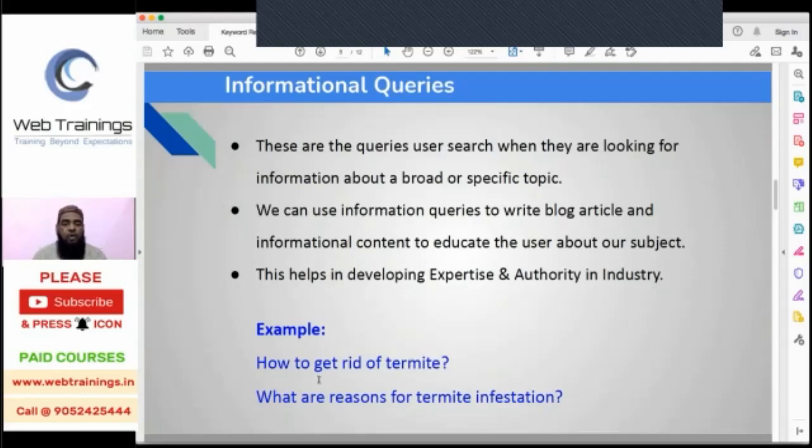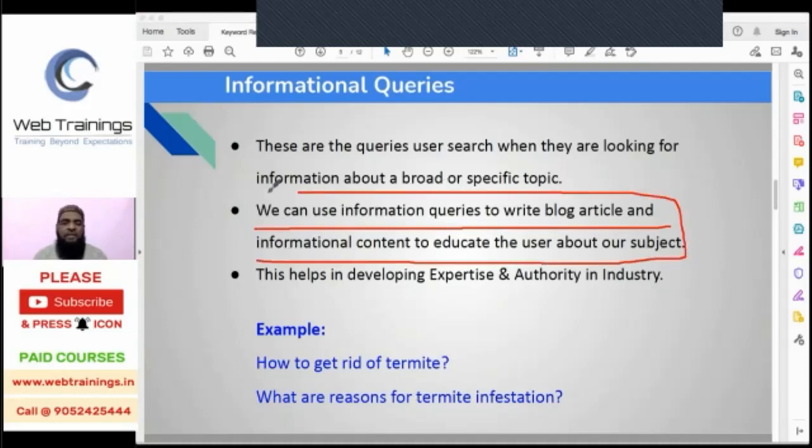I will type this. Or what are the reasons for termite infestation? When does the termite infest your home, or the ant, or how do cockroaches infest your home? You are curious, right? So informational queries can also be targeted, but how we target them is where we have to be very, very smart.